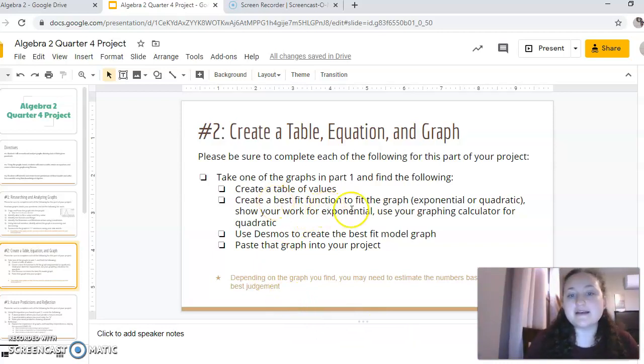Then you're going to create a best fit function to fit the graph. Most likely, it's going to be exponential. If it's quadratic, though, use your graphing calculator. If it's exponential, you're going to show your work. Quadratic, use a graphing calculator. Then once you have an equation, you're going to use Desmos to create a best fit model graph and paste that graph into your project.